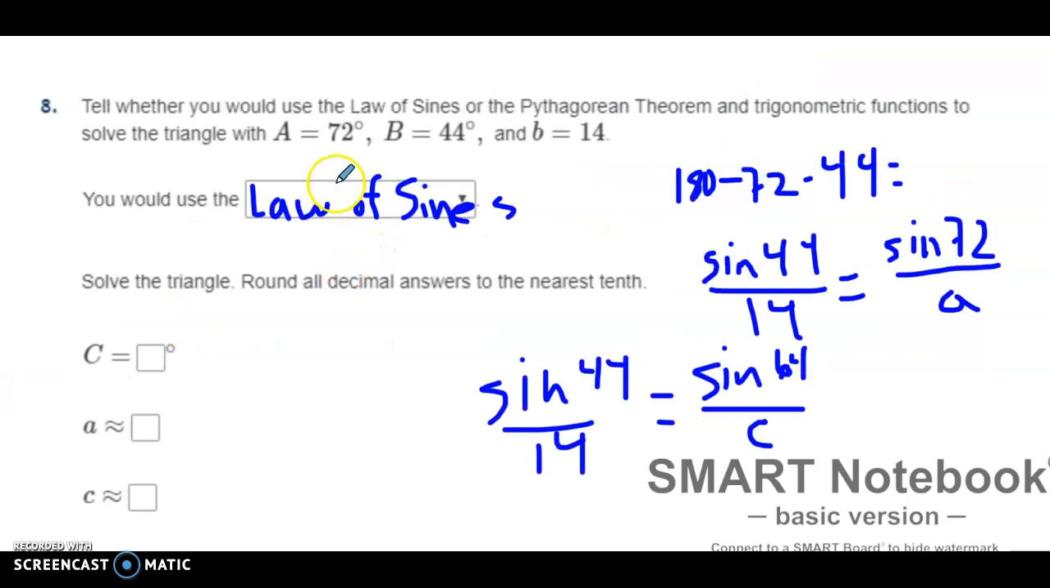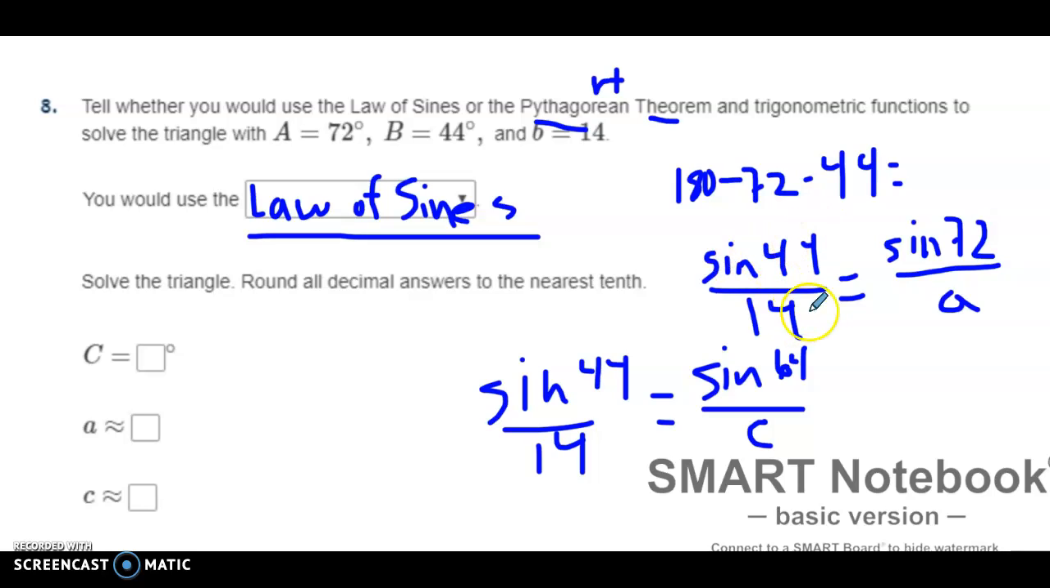Number 8, well, I have to check to see. Pythagorean theorem only works if it's a right triangle. So I just check. 180 minus 72 minus 44 is not 90 degrees. So this does not have a right angle. So we do have to use the law of sines. So solving the triangle.